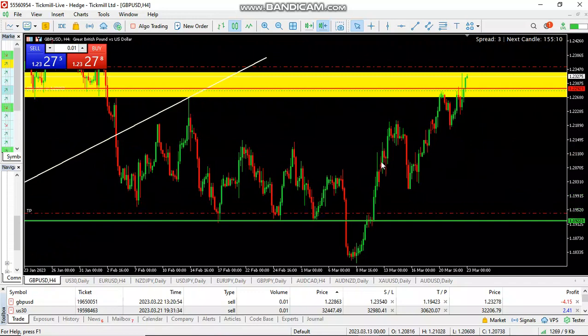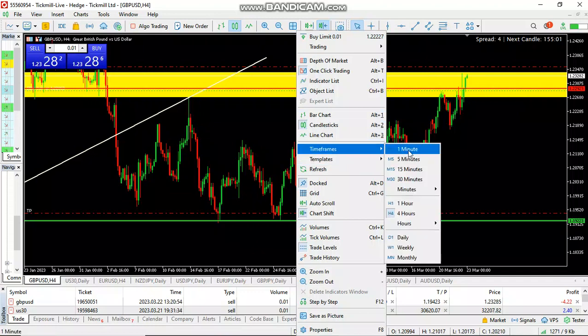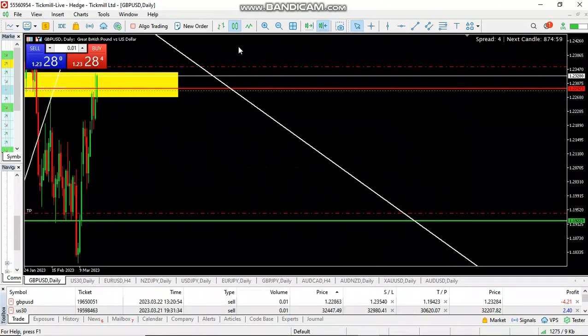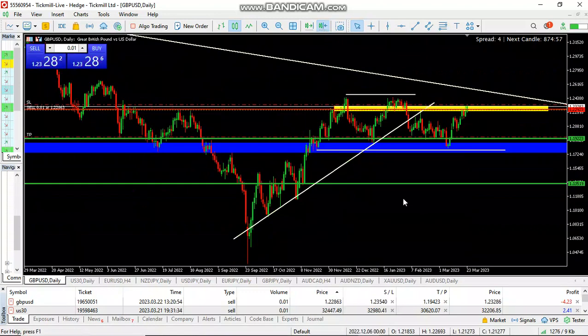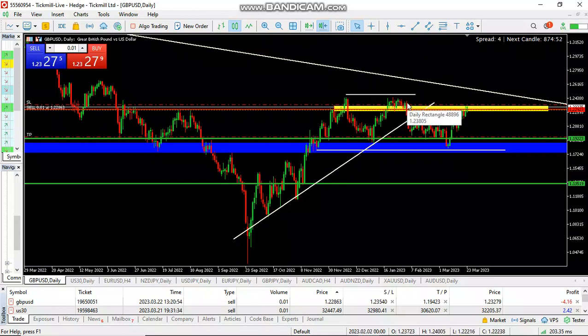Now I did open the pound USD as well. Due to the way I trade, it is an obvious point of entry for me. Now I do see big rejection at this level right over here. I see rejection, so price has come back right into the zone here again.